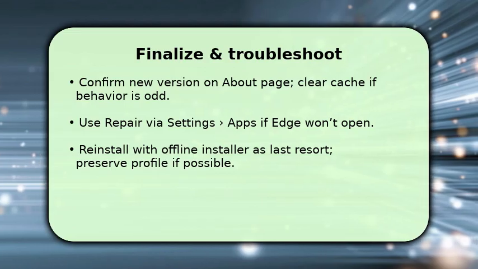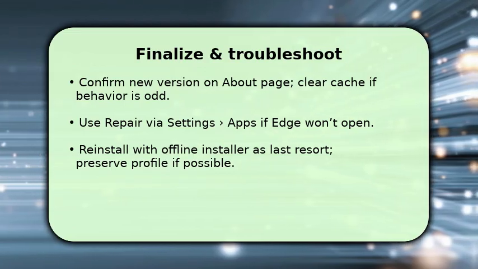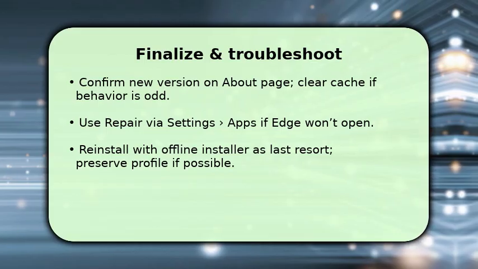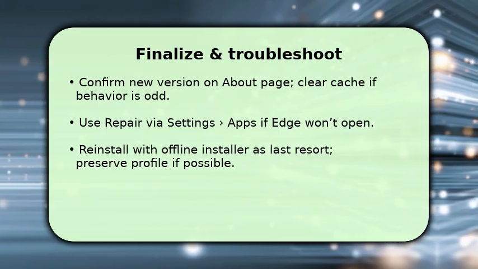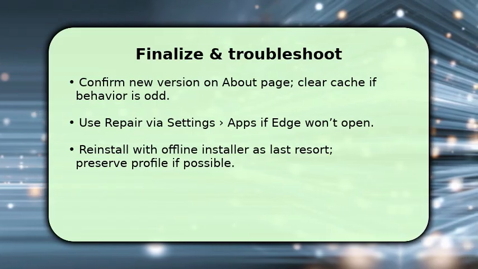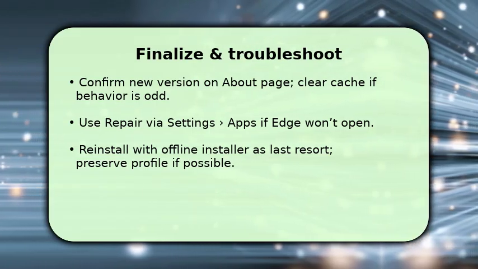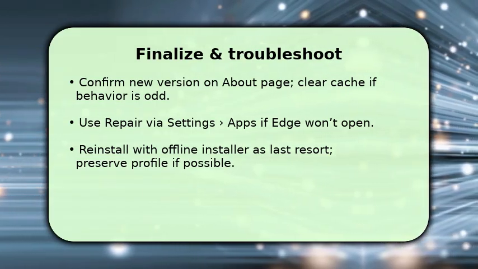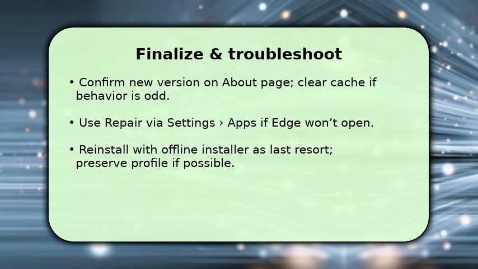This verifies success. If pages render oddly or extensions misbehave, clear cache and cookies, then restart Edge. This resolves most post-update quirks. If Edge won't open or crashes, go to Settings, Apps, Microsoft Edge, and choose Repair. This restores core files without removing your profile.